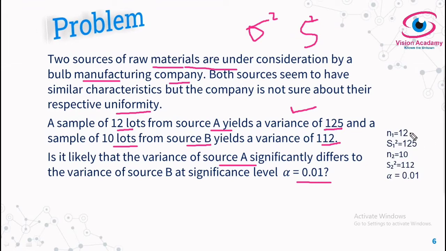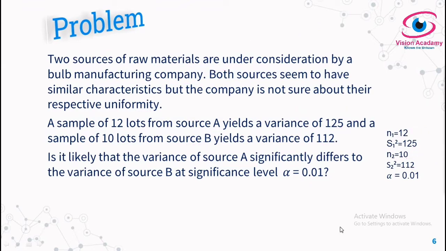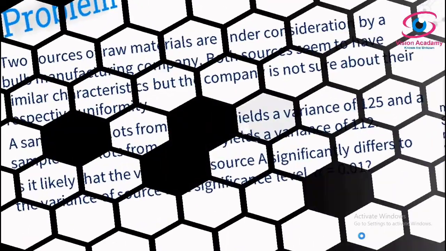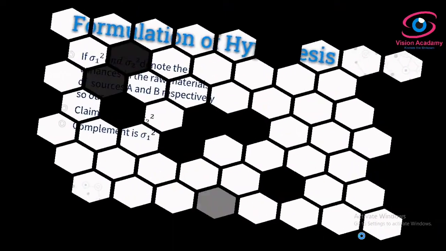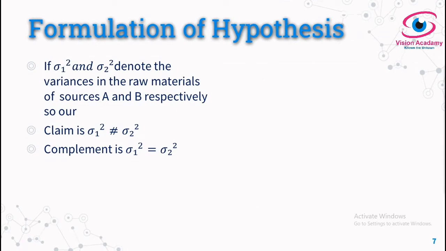So here I have extracted some information from this problem: n1, the number of samples in source A, is 12, and the variance of source A is 125. The source B sample size is 10, the source B variance is 112, and alpha is 1%. So these are the extracted information. Based on this, let us formulate a hypothesis, and then we can move on to the solution.